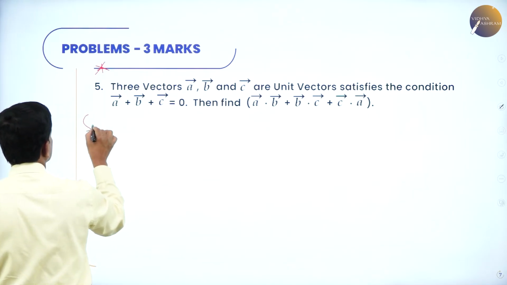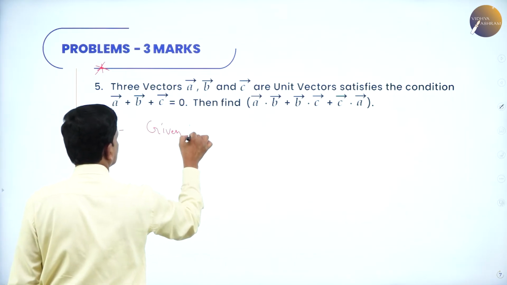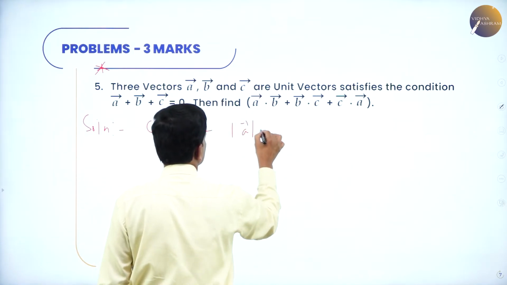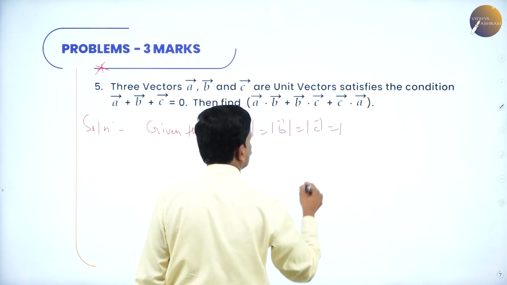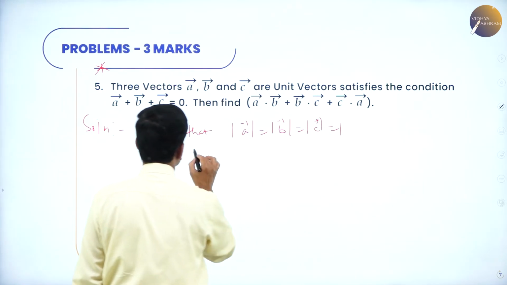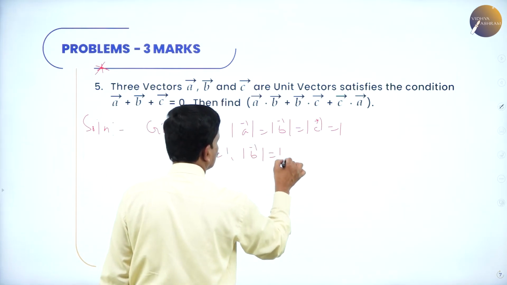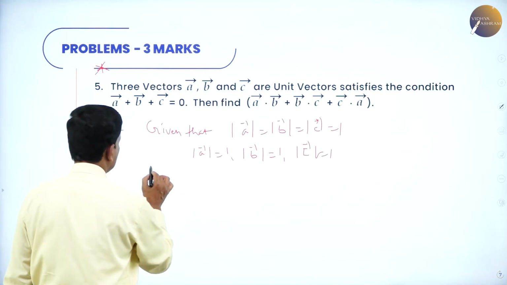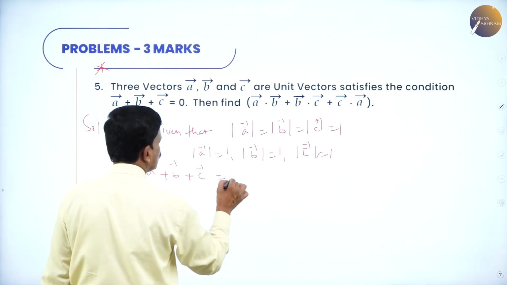Once again, solution. Now, what is given? Given that length of A is equal to length of B is equal to length of C is equal to 1. So therefore, length of vector A is equal to 1, length of B is equal to 1 and length of vector C is also equal to 1. Further, what is given? Vector A plus B plus C is equal to 0.